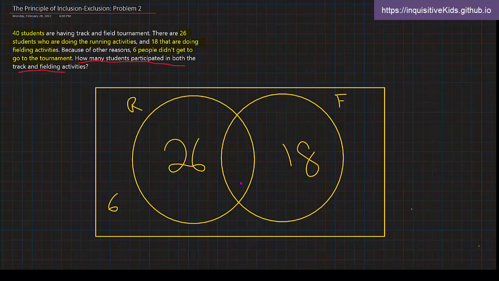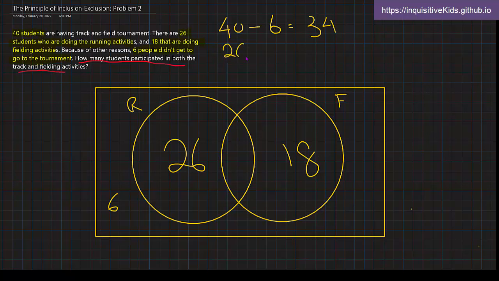Okay. We know that in total there are 40. So let's first find the total number of people that's inside these 2 circles. And we can get that because we know that not every single one of those 40 students were able to go. So we first subtract the 6 from the 40, leaving us with 34 students, which means that in the circles added up, it equals 34.